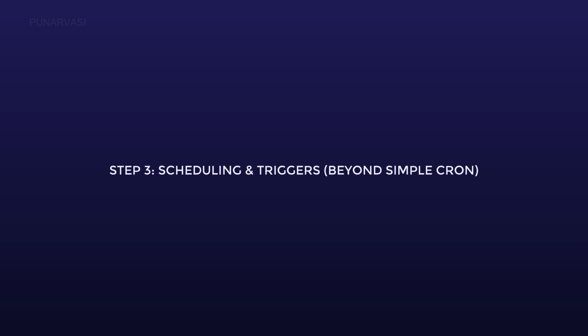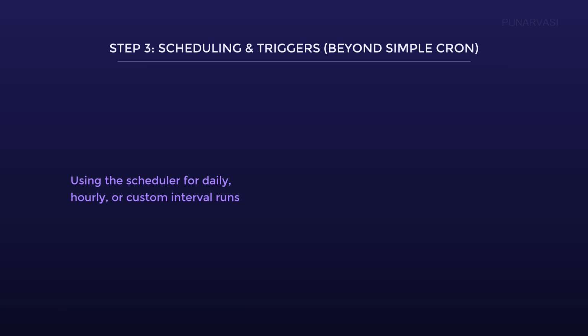Stop clicking run. Start building pipelines that never break. But here's the warning, your business does not operate on a perfect daily clock. What about that new data feed arriving at 2:17 a.m.? Or the dependent job that must finish first? A simple cron schedule will fail you. We must graduate to production-grade triggers. This is about building a resilient, event-driven system, not just a timed task.